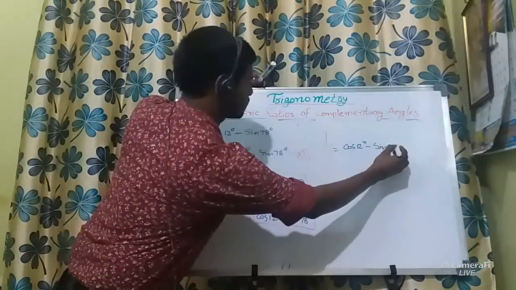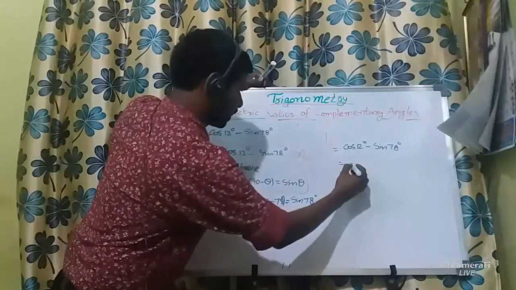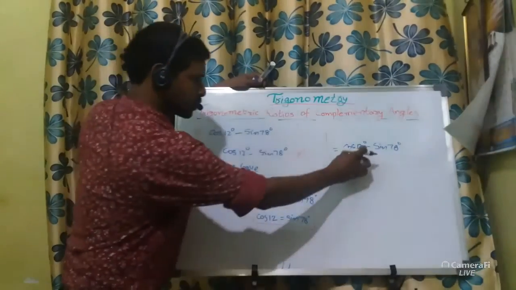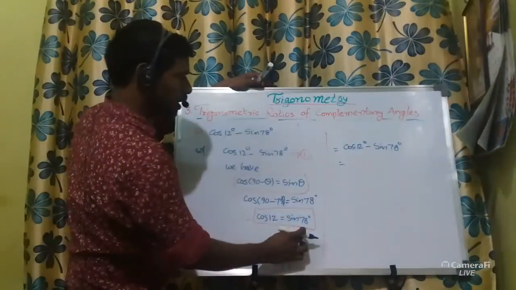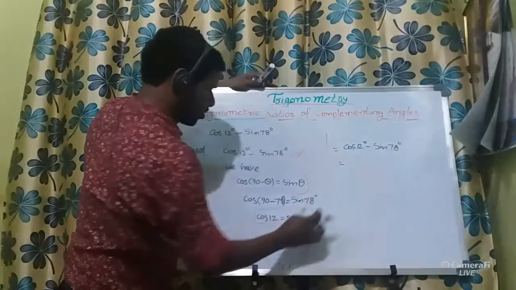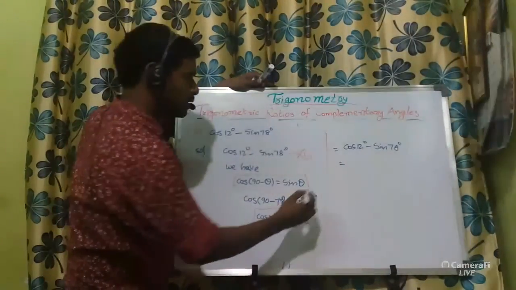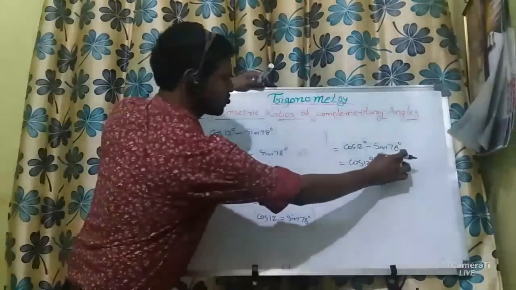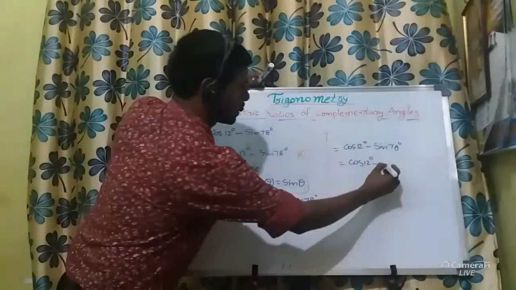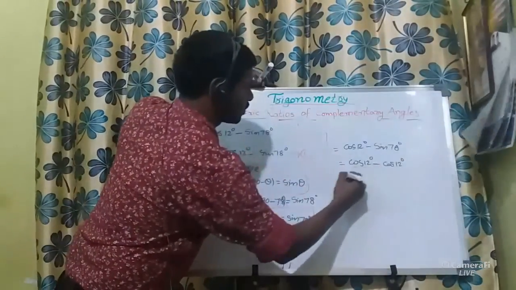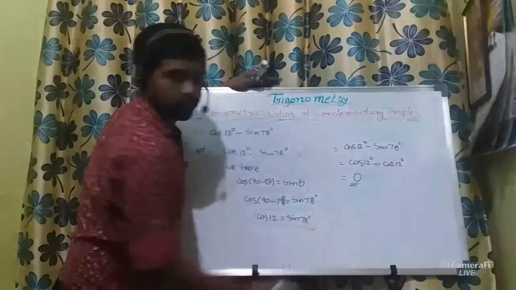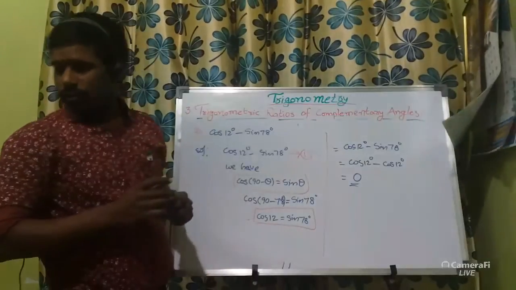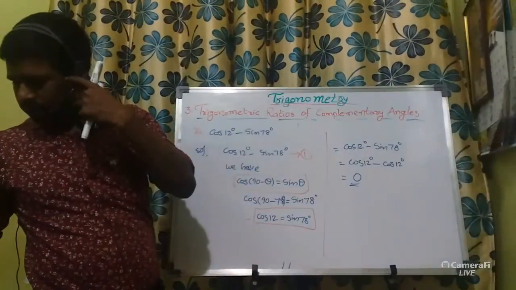sin 78 degrees. Cos 12 degrees is equal to, what is that? Cos 12 degrees is equal to minus, we have to replace that. Instead of cos 12 degrees, we use sin 78 degrees. Therefore, cos 12 degrees minus, instead of the sin 78 degrees we put cos 12 degrees. Therefore, 0. The answer is 0. Okay, so we have to solve these problems like this, and other questions also like that.